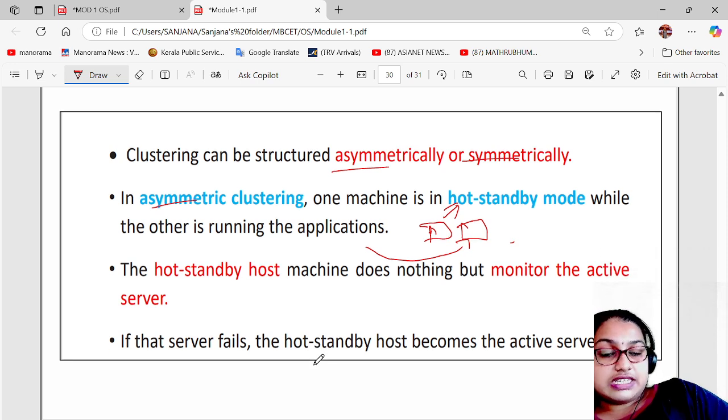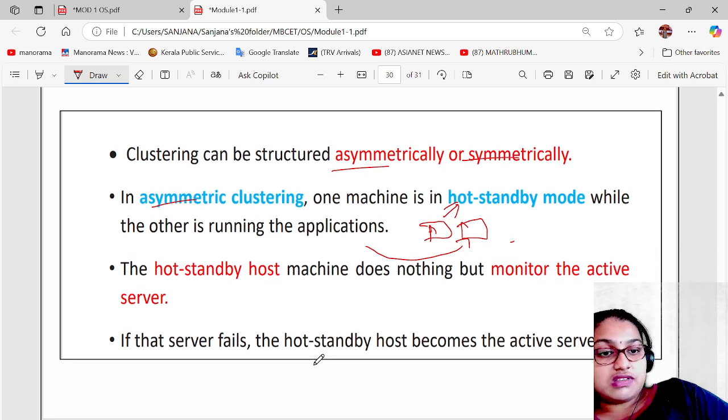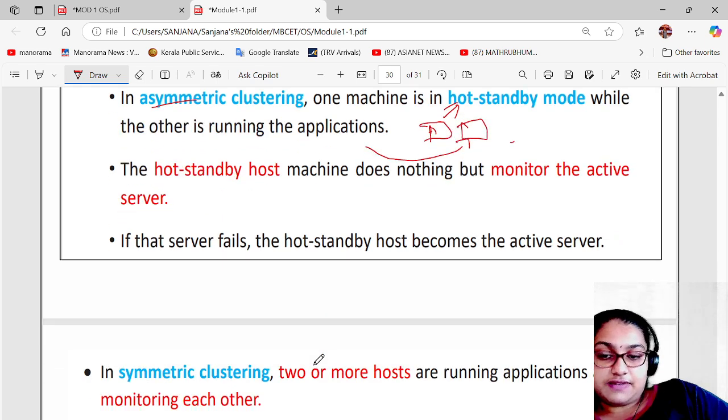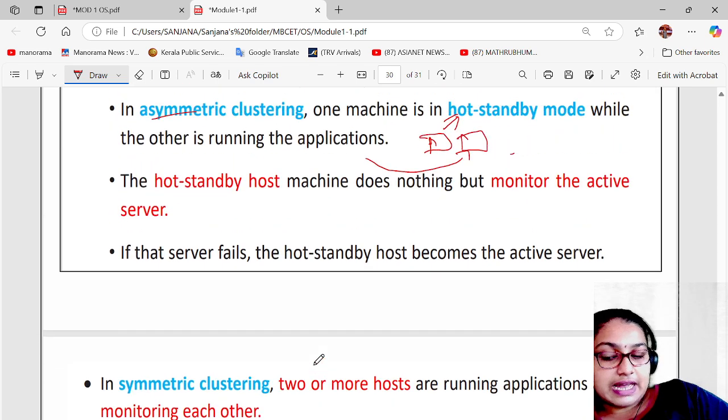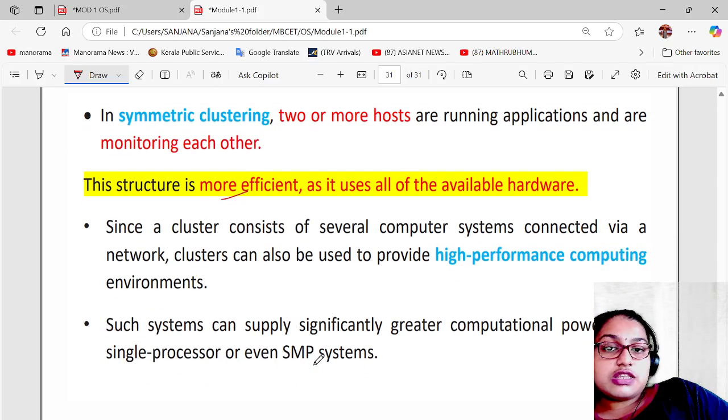Asymmetric clustering means one machine will be in hot standby mode and the other one will be running the application. The hot standby host machine will be monitoring the active server, and in case that server fails, the hot standby host will become the active server. The other one will be running the application only. In symmetric clustering, two or more hosts will be running the applications and monitoring each other also. This is said to be more efficient because it uses all of the available hardware.